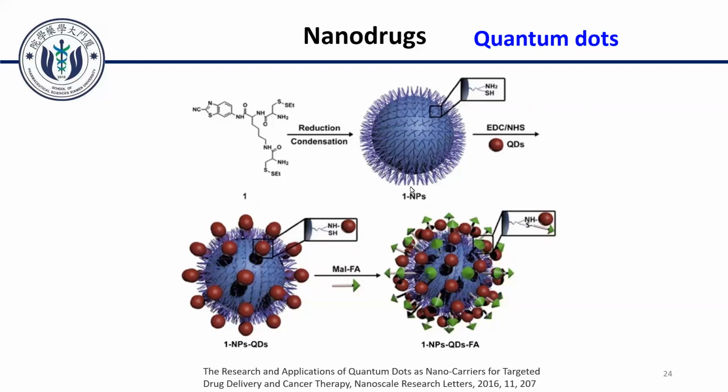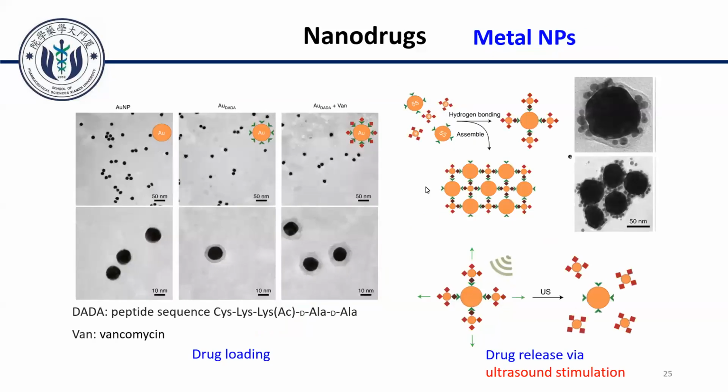By surface modification with functional groups, either imine groups or thiol groups or other types of tumor-environment-sensitive ligands, you can functionalize the drug on the surface and then release it specifically at the tumor area. And metal nanoparticles are also very widely used. Take gold nanoparticles as an example.